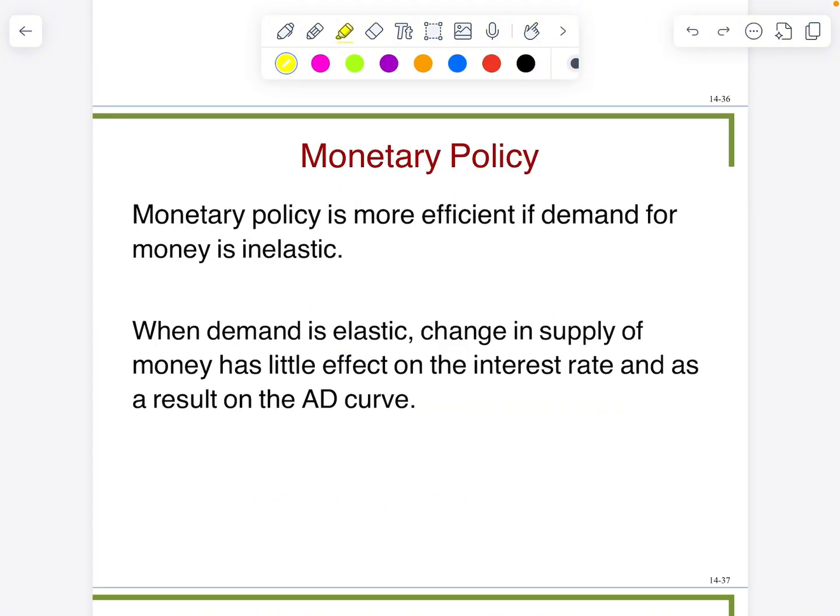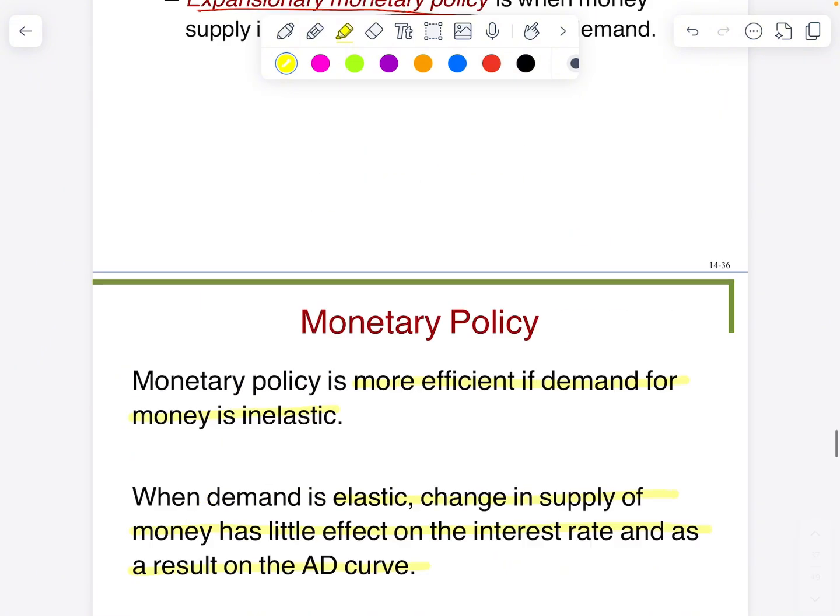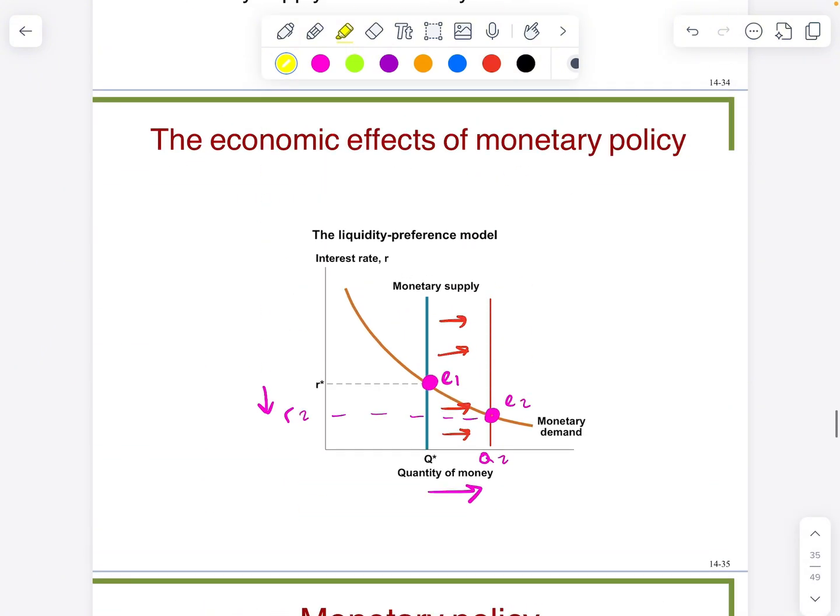Something that I do want to bring up in the graph is that monetary policy is more efficient if demand for money is inelastic, rather than if it's elastic, then it's not going to be as effective. So just to show that on the graph here, if you were to continue to use the expansionary policy and shift this graph more outward, right? Keep moving this line.